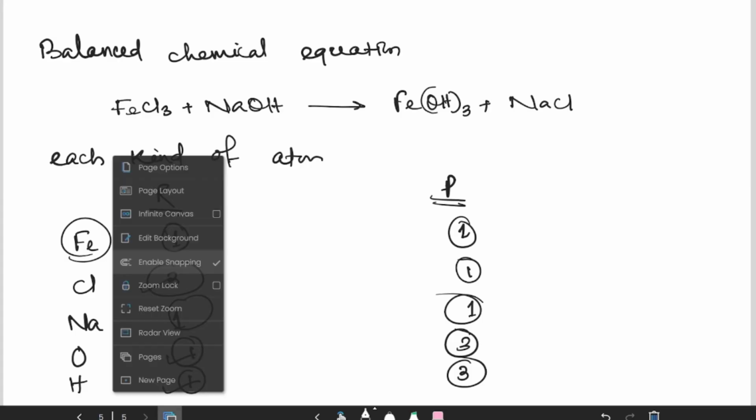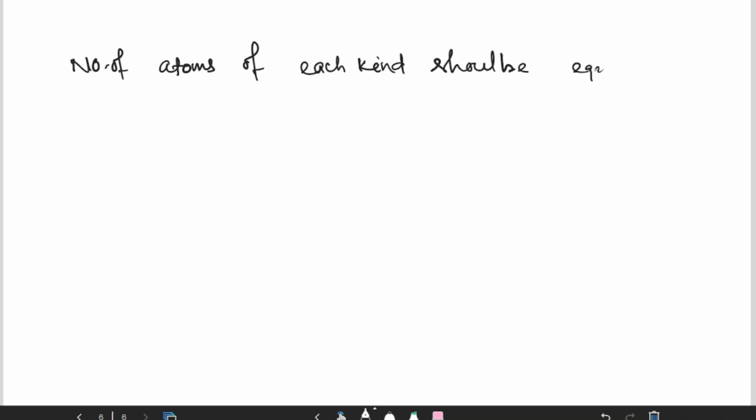Now let us understand what a balanced chemical equation is and why we call it so. Look, balanced chemical equation means the number of atoms of each kind should be equal on the reactant and product side. Then only you can say that it is a balanced chemical equation.